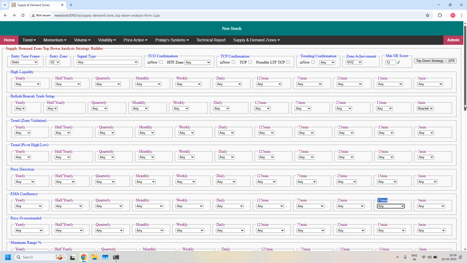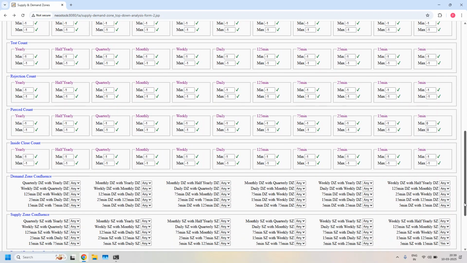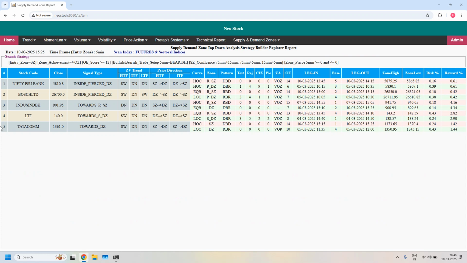Okay, next we will look into LTF, ITF, HTF supply zone confluence. Removing EMA filter. In the supply zone confluence, we should set 3 filters. First filter is already enabled. Next 5 minutes with 75 minutes supply zone confluence. 15 minutes supply zone with 75 minutes supply zone confluence. With all the 3 filters, we got 5 stocks. That means these 5 minute supply zone overlapped with 15 minute supply zone. Both together overlapped with 75 minute supply zone. And 75 minutes trend is down in only 1 stock.